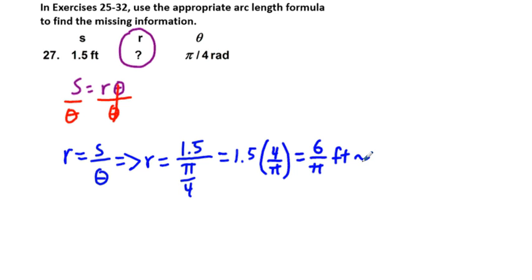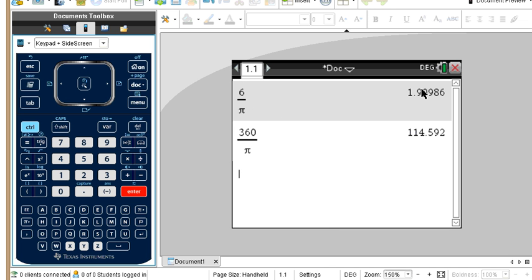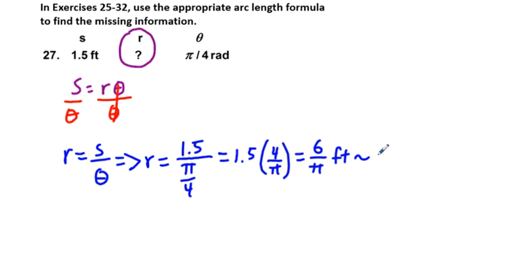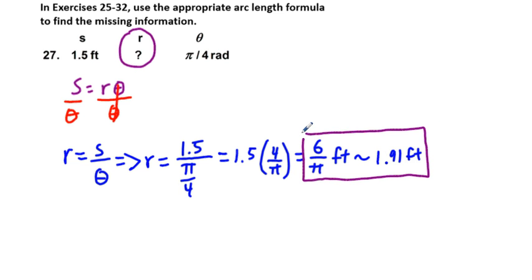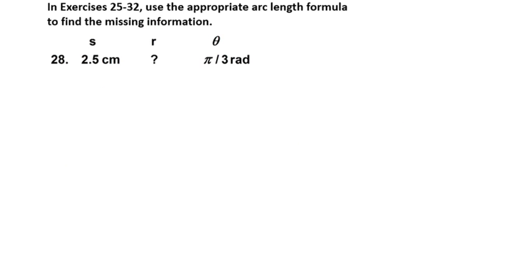And that's approximately equal to something I did earlier in my calculator. 6 over pi is approximately equal to 1.91 feet. 1.91 feet. So that will be our answer for problem number 27.